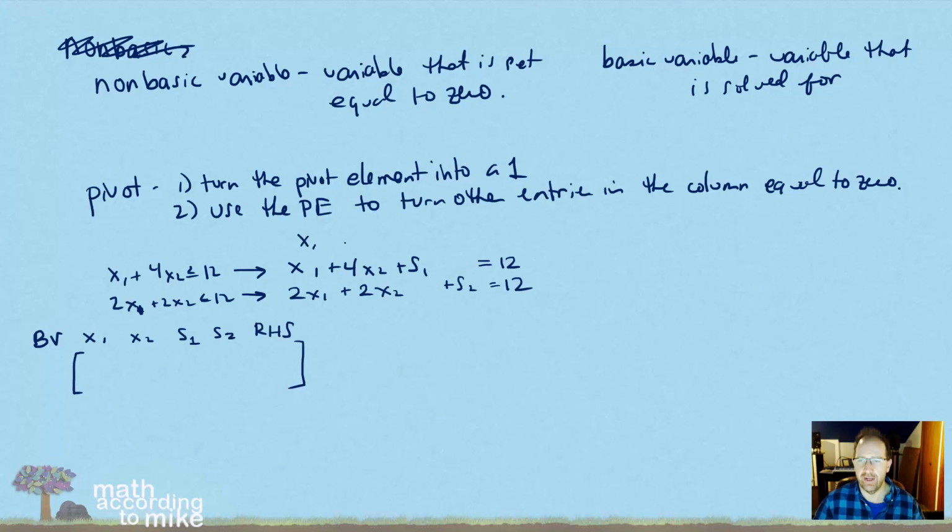So notice this is the X1 column, X2 column, S1 column, S2 column, right-hand side. So we're just going to, like we did before in chapter 6, the first row would be 1, 4, 1, 0, 12. The second row would be 2, 2, 0, 1, 12.